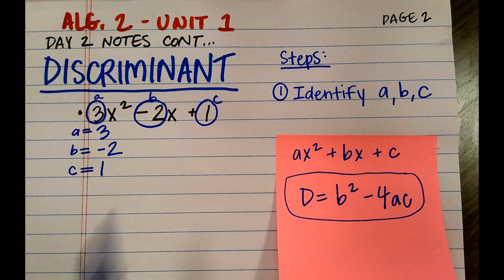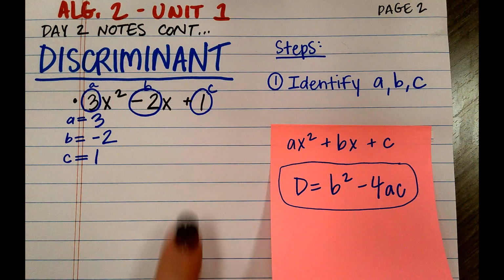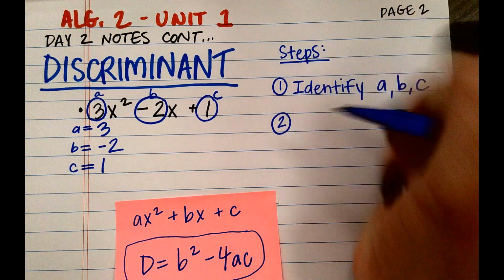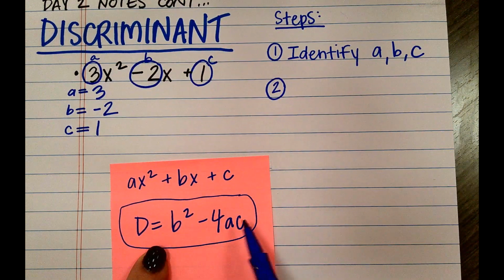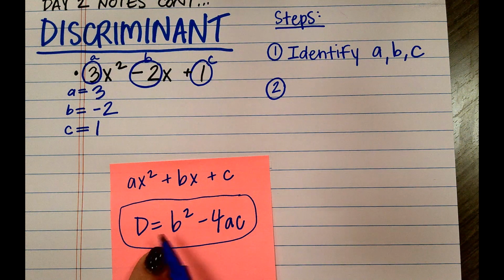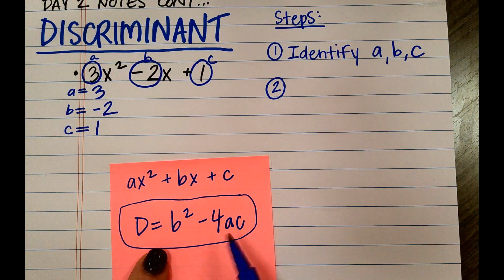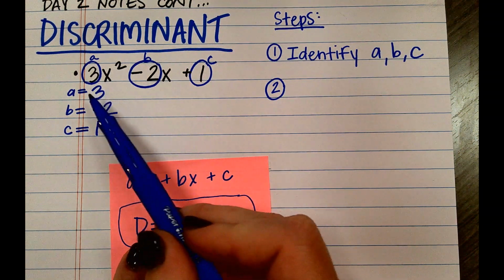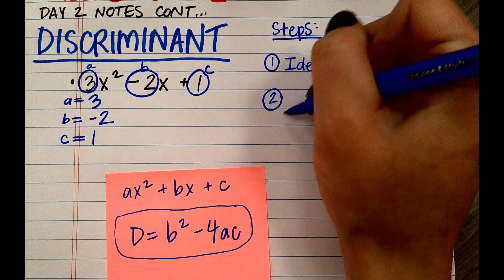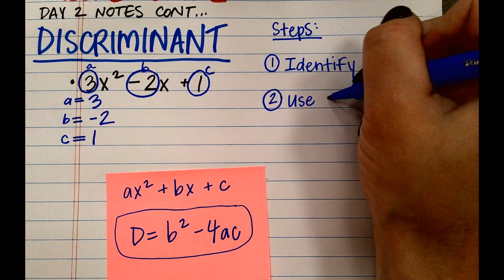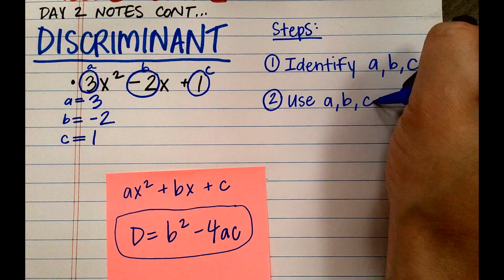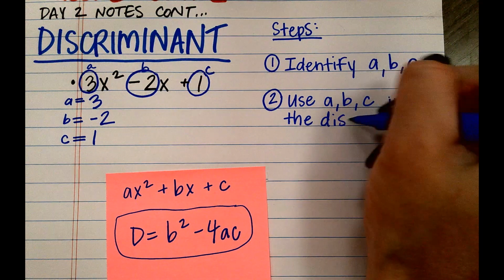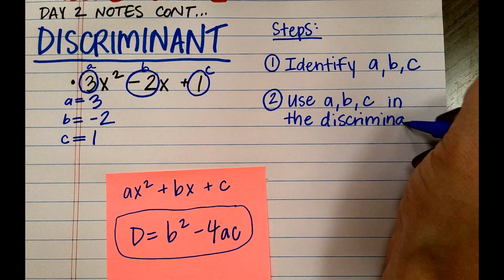So let's see. We have our A, we have our B, we have our C. We identified it. Now the next step, step 2, is we are going to use the discriminant formula, which is B squared minus 4 times A times C. And we're going to replace A, B, and C with the numbers that we identified. Okay? So I'm going to write step 2. Use A, B, and C in the discriminant formula.